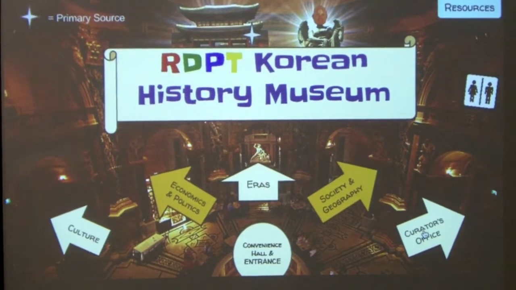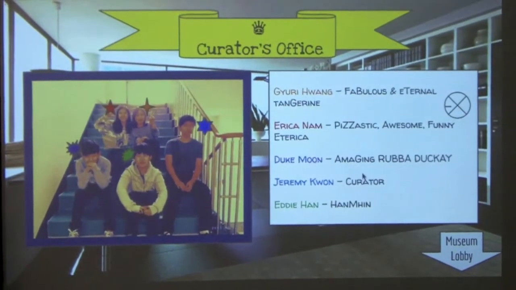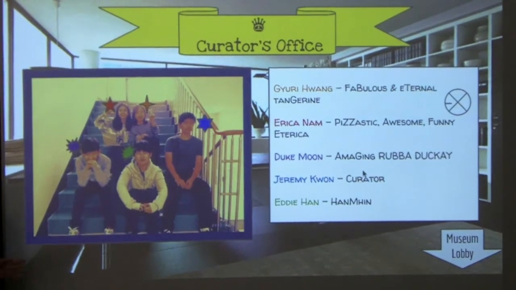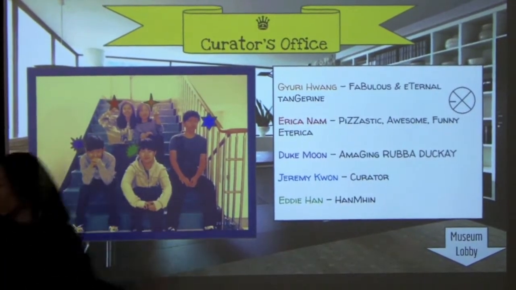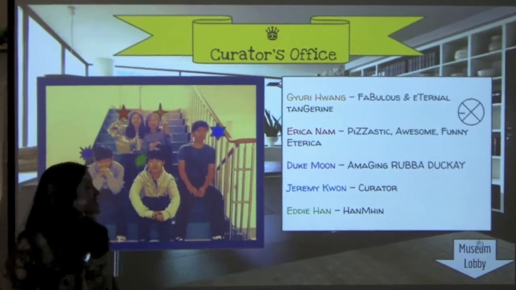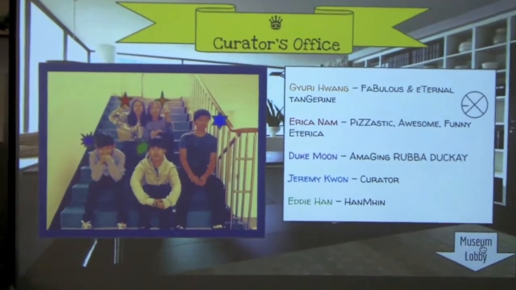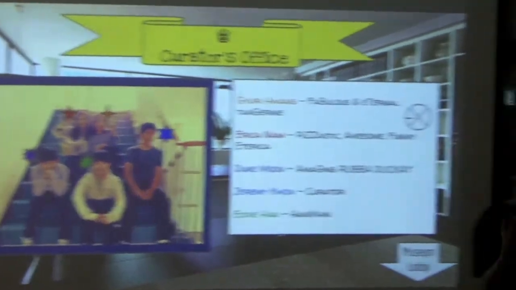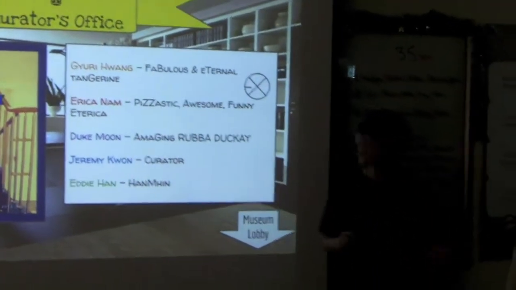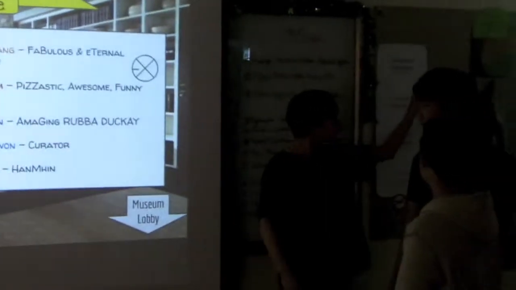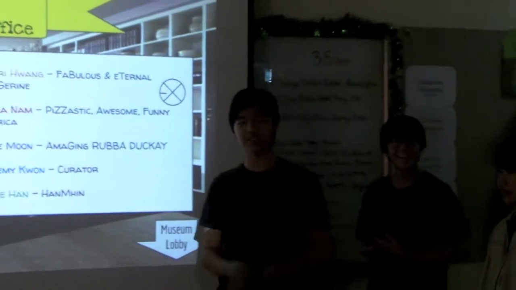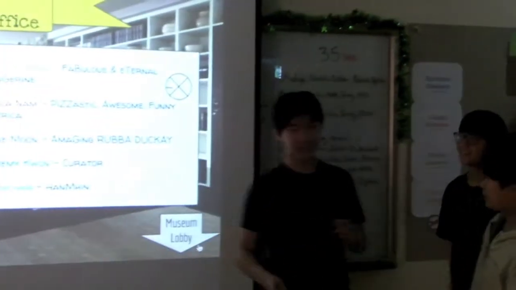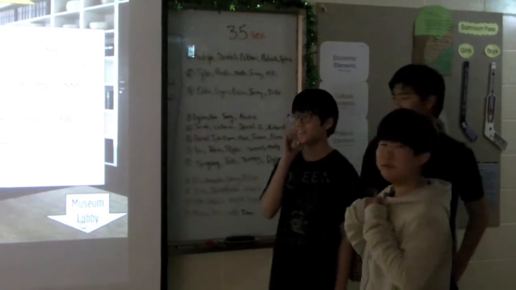And this is our curator's office, talking about who made this museum. The first person is me, called Yuri Hwang, who is the fabulous and eternal tangerine. Next is me, fantastic, awesome, funny, and Eureka. Next is Doc, he's right now not here, so I'm moving over. Actually, he's here. He's really the guy. He's Jeremy, amazing. And I'm just the curator.